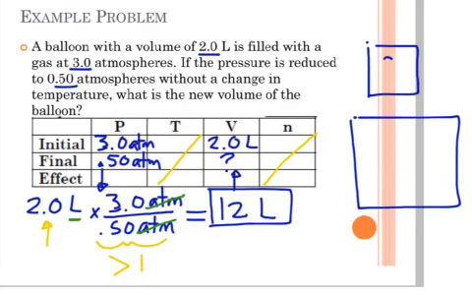I'm going to represent that, so I've got maybe 4 particles in this box. I have 4 particles in this box. The temperature stayed the same. So if these all have 1 whoosh, these should all have 1 whoosh. And you can see that my pictures show that the pressure got lower as the volume got higher.